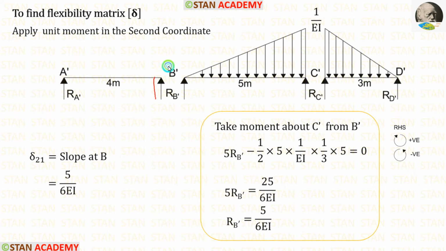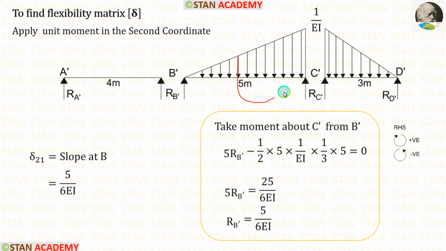For that we have to find RB dash. No need to calculate RB dash in the beam A dash B dash because there is no load. Only we have to calculate RB dash in the beam B dash C dash. To calculate RB dash, I am going to take moment about C dash. RB dash is acting towards the point C dash in the clockwise direction, so it will be positive and the distance is 5 meter, so 5 RB dash.